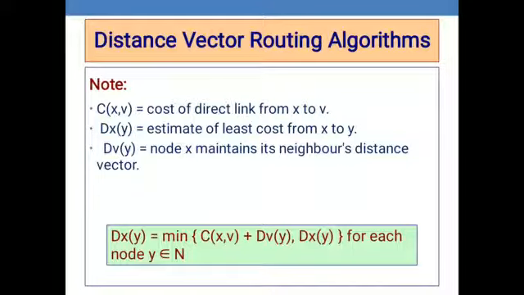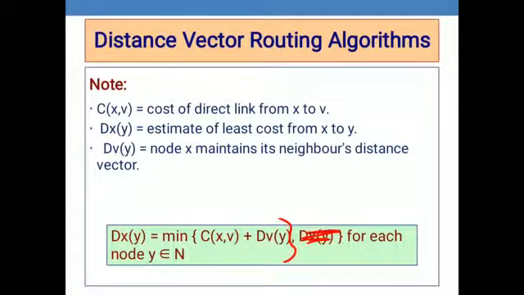So what is dv of y? Node x maintains its neighbor's distance vector. So dv of y is nothing but the neighbor's distance vector that node x maintains. In the last example, A to C is the direct link, that is c of xv. From A to B, B to C is the other path, and that distance vector is nothing but dv of y. Now from c of xv to dv of y, we need to find the minimum value. So the minimum of c of xv plus d of vy. That's it.